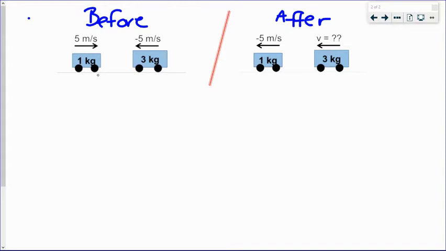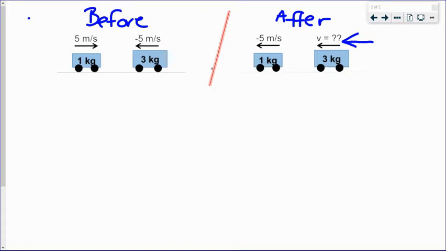When we look at this, we notice that before the collision, both cars are moving. After the collision, both cars are probably moving, though we don't know the velocity for this second car. This is what we are going to be solving for as we are looking to solve this problem.